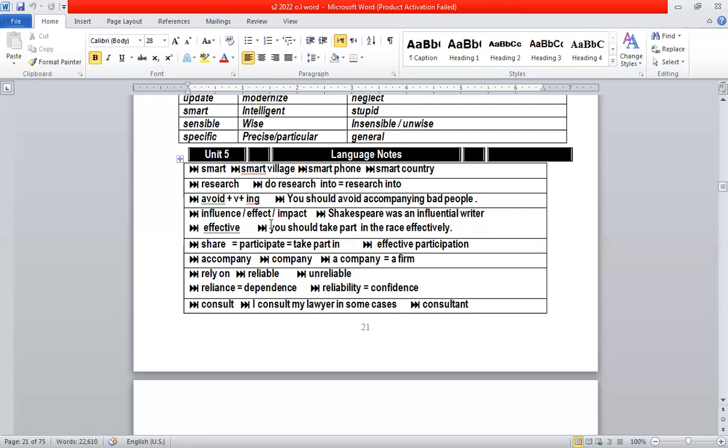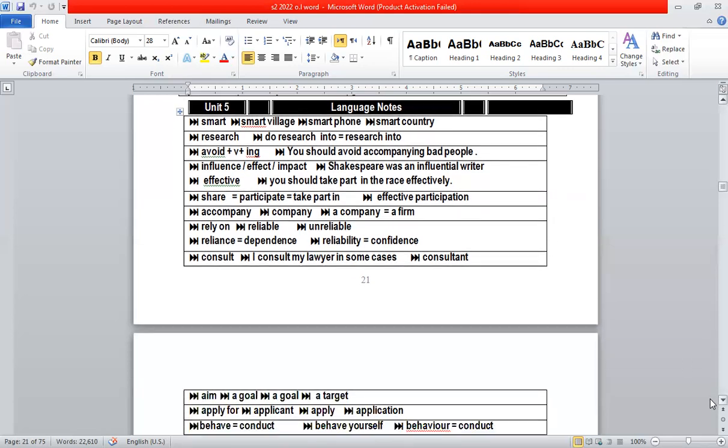Influence, effect, impact, so they are the same meaning. Shakespeare was the influential writer. So influential means that he affected people a lot, effective. So influential means to be effective. You should take part in the race effectively. So you should be effective. You should do something effective or positive.